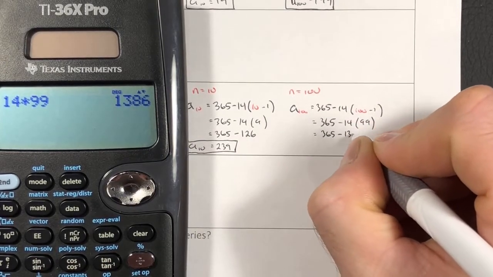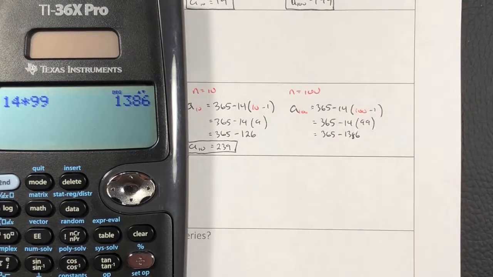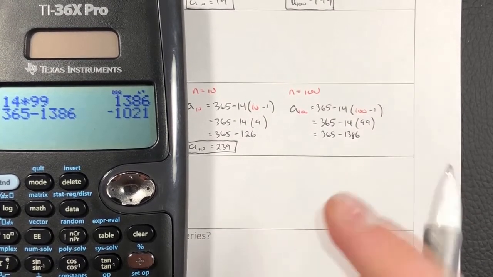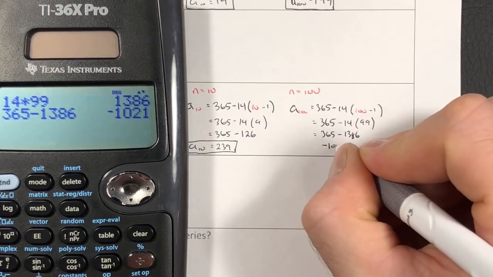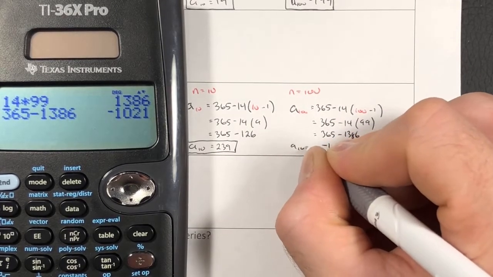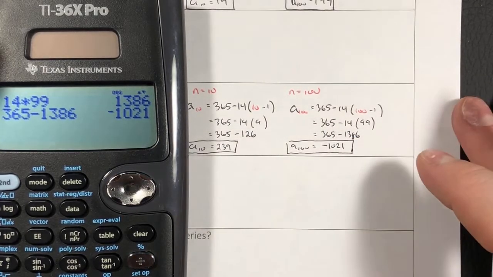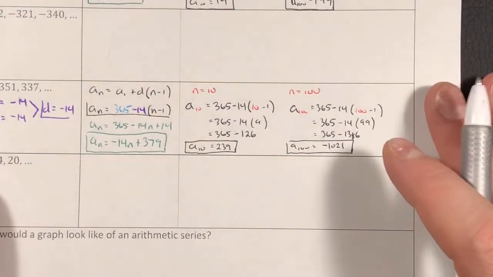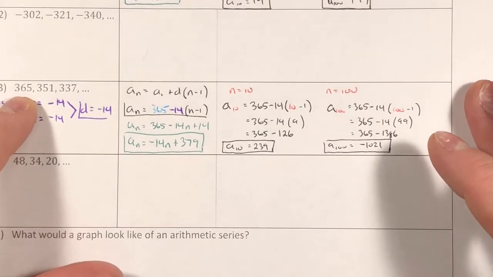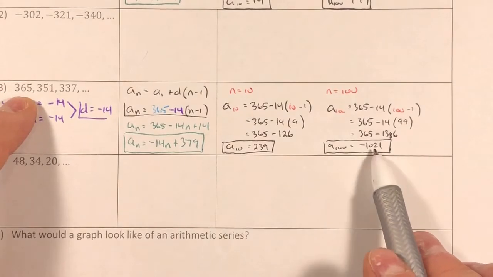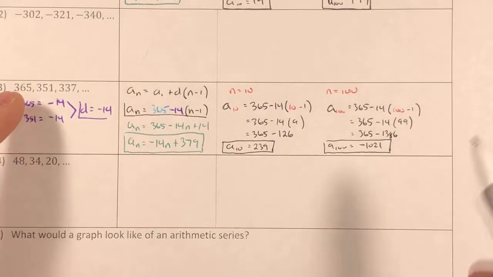365 minus 1,386. And we get negative 1,021. So our 100th term is negative 1,021. That would be if we started with our original number 365 and we subtract 14, 99 additional times. We'll end up right there. Perfect.